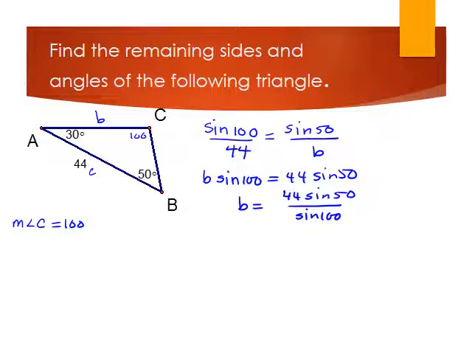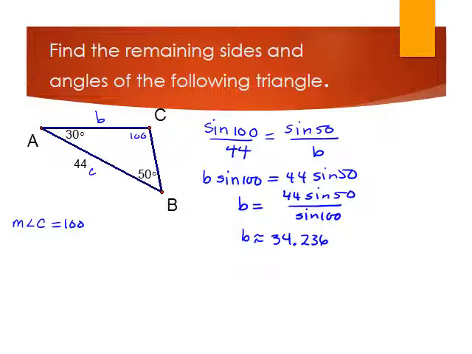After these examples, there's a slide that will definitely show you how to plug them into the calculators and get things right. But plugging into the calculator, I'm going to get side B to be approximately 34 and 236 thousandths if we round to the nearest thousandth.